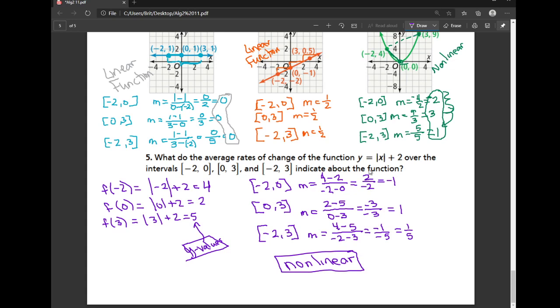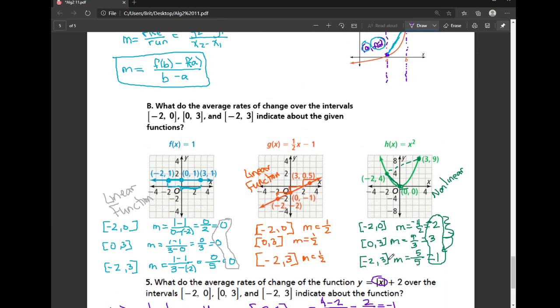Which I could have told you, by the way, because of the absolute value, right? Those form a V-shaped graph. Alrighty, and that's example number 5.